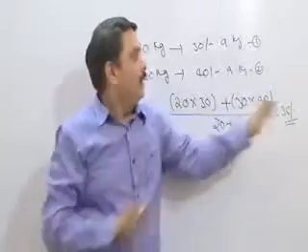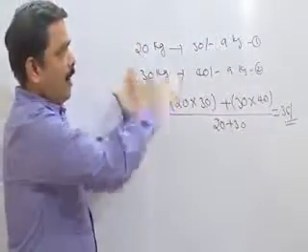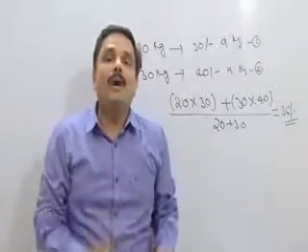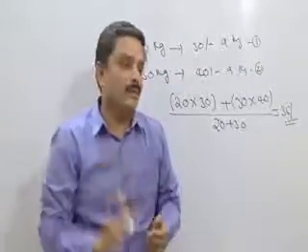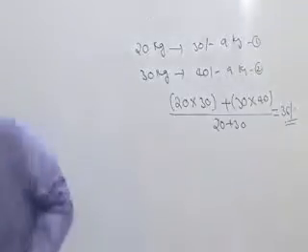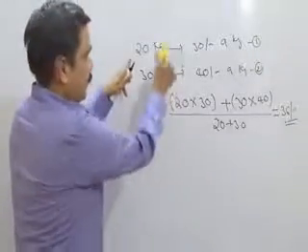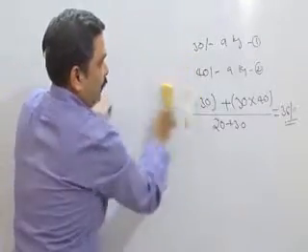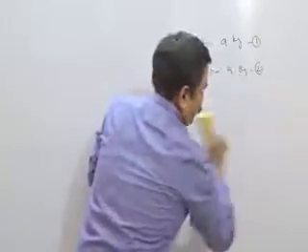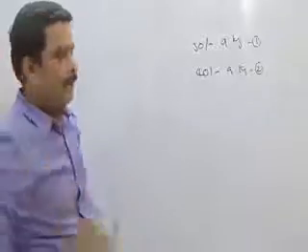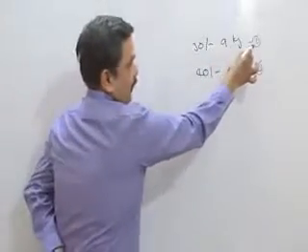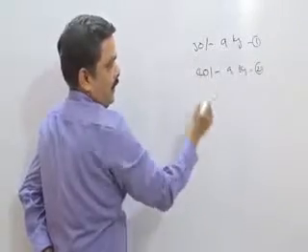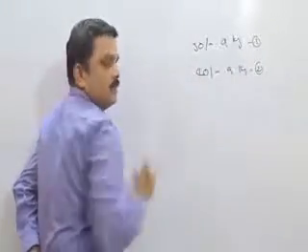Now, if they give this question in the other way, I will tell you how to use the rule of alligation. Suppose they give the question this way: a trader has a variety of rice. Take the first variety of rice at 30 rupees a kg, and the second variety of rice at 40 rupees a kg.